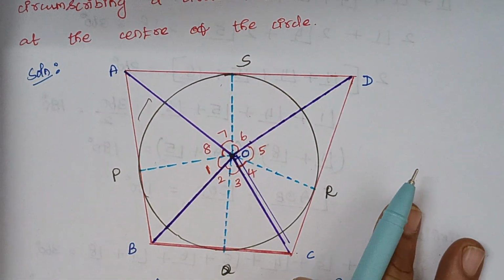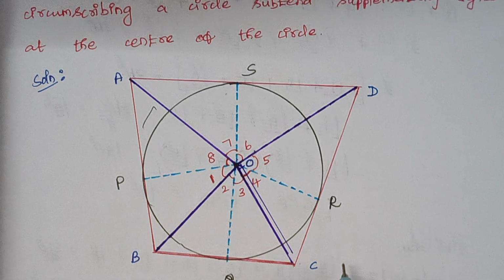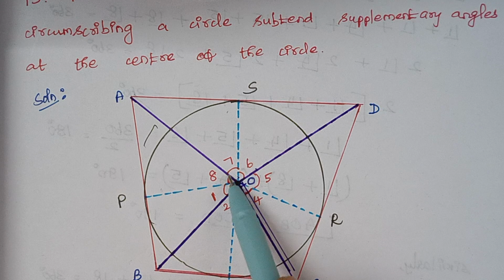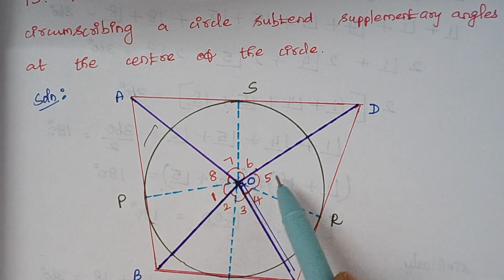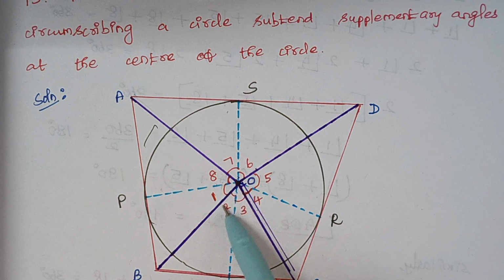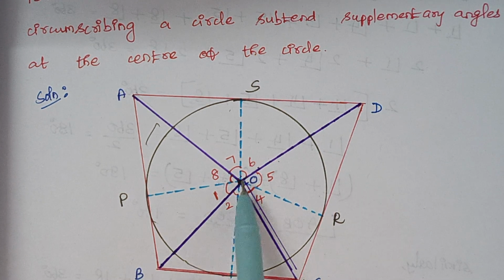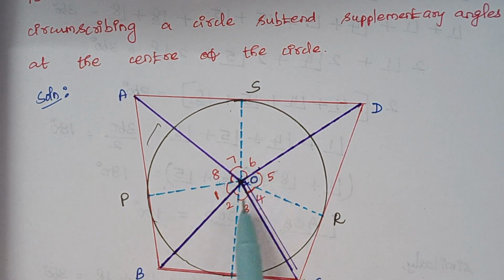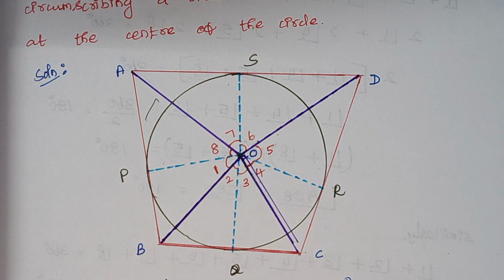So here, what are the opposite sides of the quadrilateral? That is, the opposite angles, right? That is this angle and this angle. When you add these two angles, they should make an angle of 180 degrees. Similarly, the other opposite angles are this one and this one. They have to make another 180 degrees. This is the thing we have to prove.